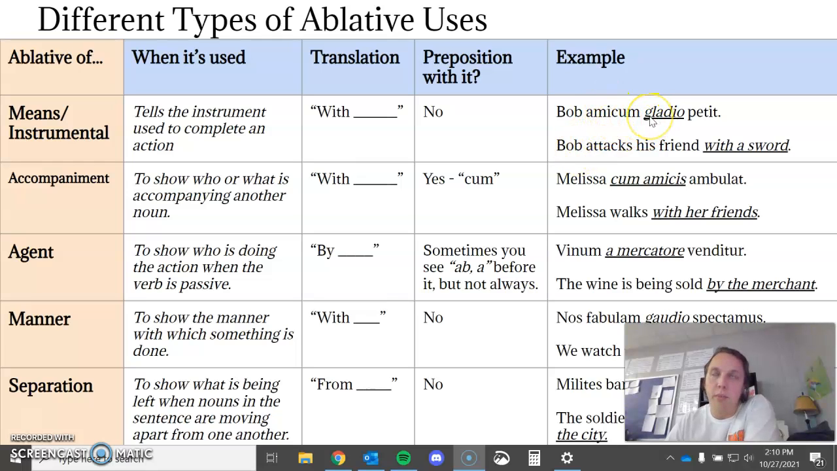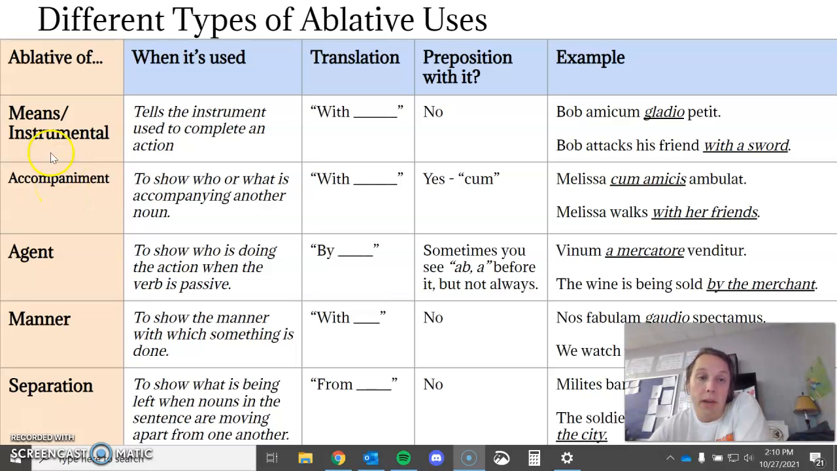Now that, we think two people being together, right? I'm with this person. I'm with that person. That's a fundamentally different meaning than saying I attacked him with a sword. So how do we differentiate in Latin? Well, we have the ablative of accompaniment, which is the one that we've seen most often.